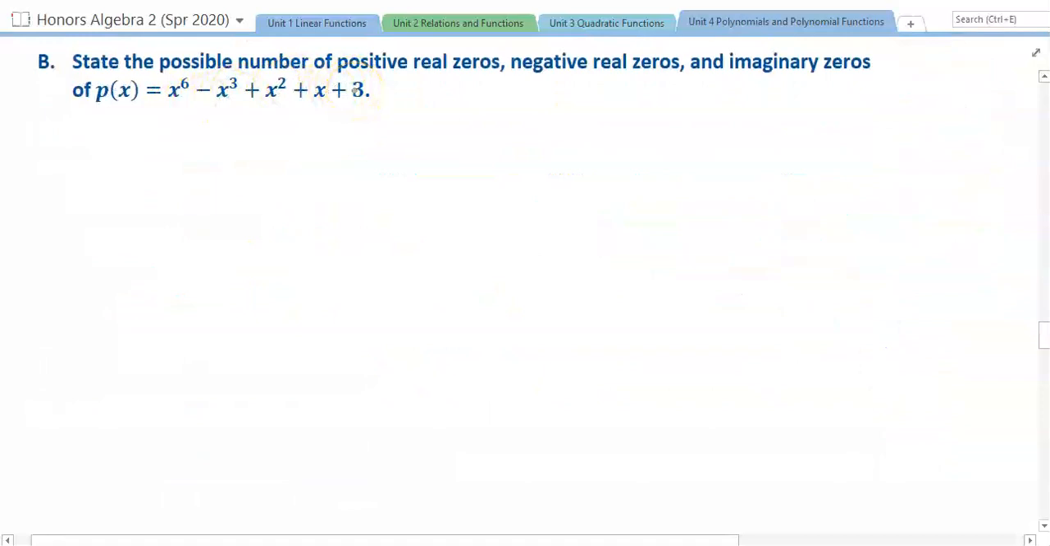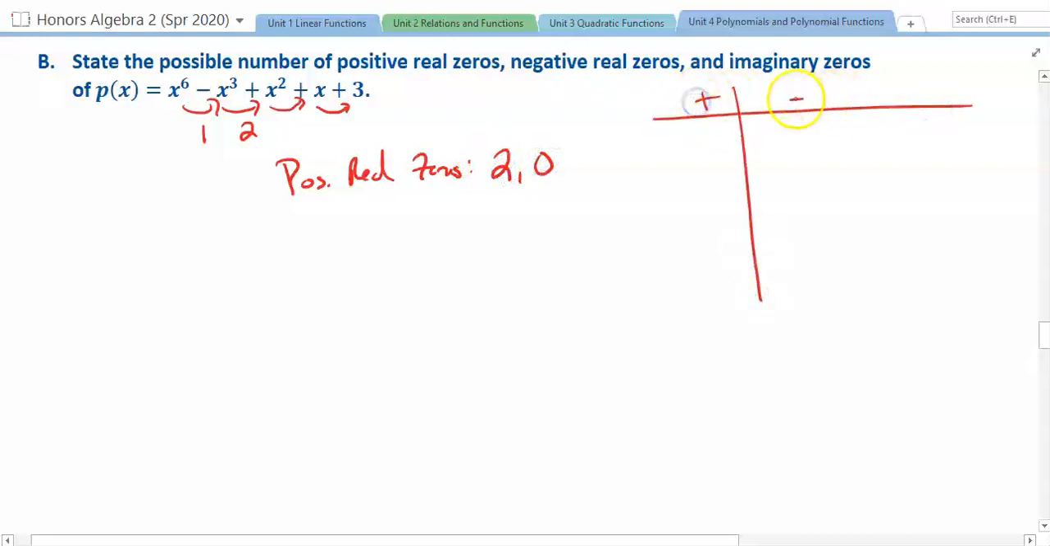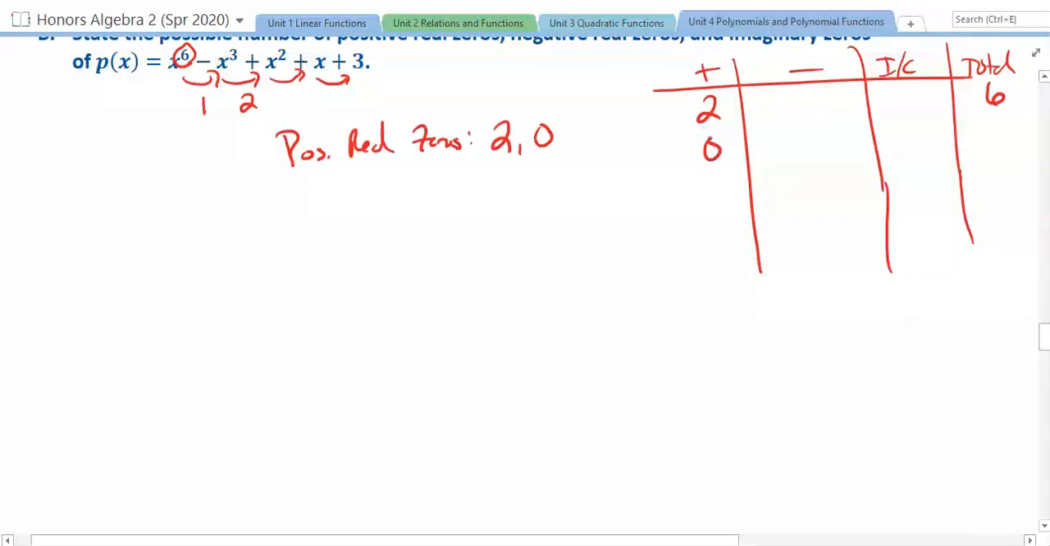And so we're going to do the same thing. Remember, with the p of x, we're going to do it first with our sign. So going from positive to negative, that's my first change. Negative to positive, that's my second change. Positive to positive, not a change. Positive to positive, not a change. And so the positive real zeros could be 2 or it could be 0, right? And so again, we could start to set up our table: positive, negative, imaginary complex, and then our total, right? Well, again, in this case, my total will be the degree, so that is 6. And right now, I could either have 2 positive or no positives, right?